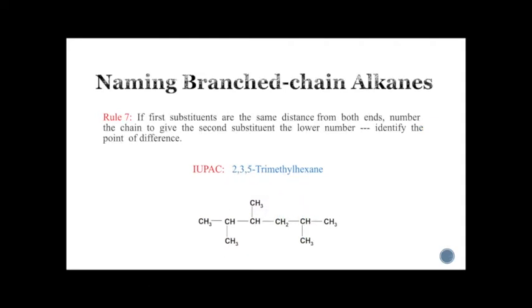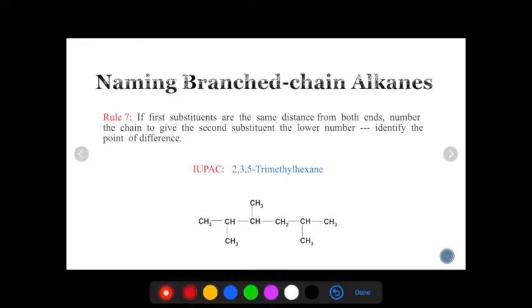Okay, the next rule is if we have substituents that are the same distance at both ends. So that's the case here, right? When we're trying to number, we always want to pick the side where the substituent is closest to the end, but here we have a methyl group and another methyl group, and they're the same distance, right? So we want to start numbering where it's going to give the third substituent the lower number.